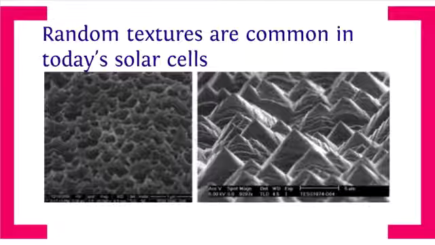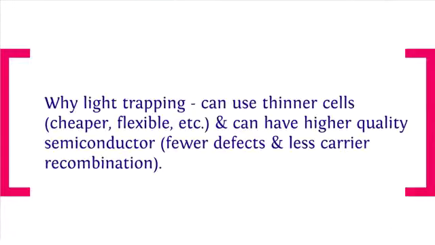This is the texture I was talking about. It can be like this, it can be like that. There are lots of them, created many different ways. We won't talk about it. But they're very common. I would say almost 100% of solar cells today. And probably those are electron microscope images, so it's pretty small. So why do we want light trapping?